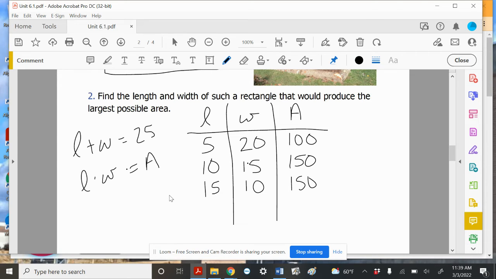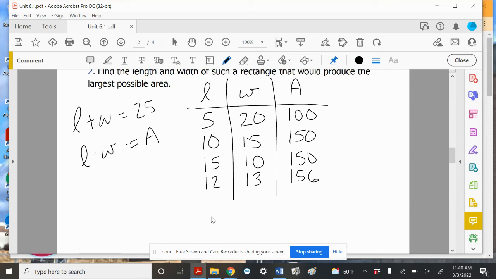So instead I'm going to pick 12. So we'll say, okay, 12, and then the width has to be 13. Remember, these two have to add up to 25. So multiply those two, I get 156. There we go, a little bit larger number. And now let's see if we can find an even larger number.